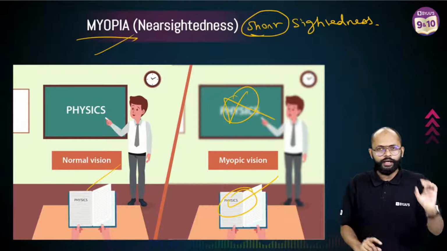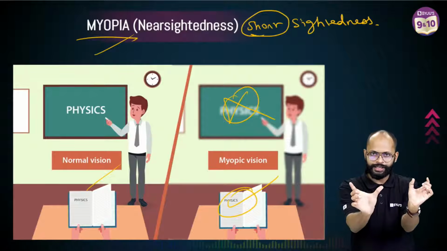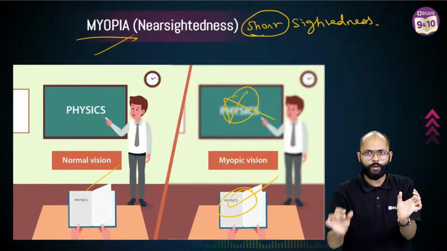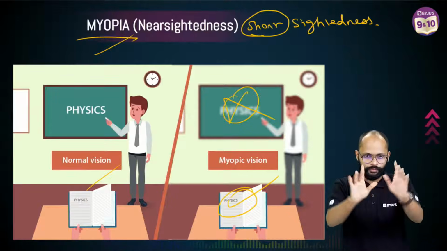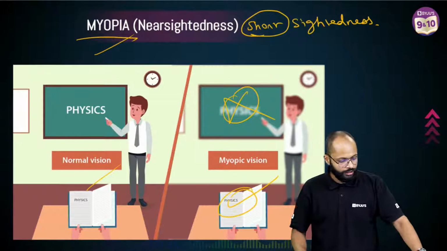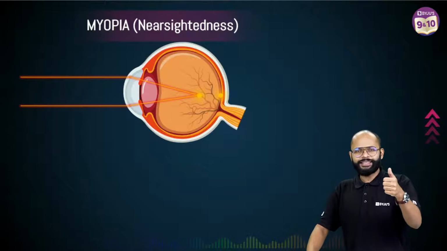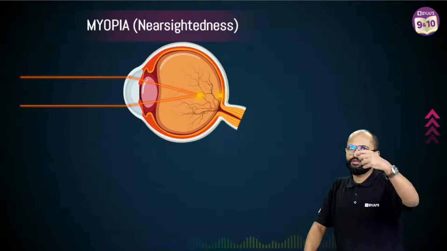So getting it? Myopia is short word, short-sightedness or near-sightedness. Short-sightedness means short is okay, far is a problem. Near-sightedness means near is okay, far is a problem. Getting it? Great, this is understood. Now tell me one thing. Near-sightedness: near is okay, far is a problem.